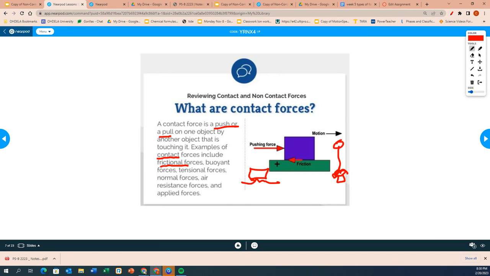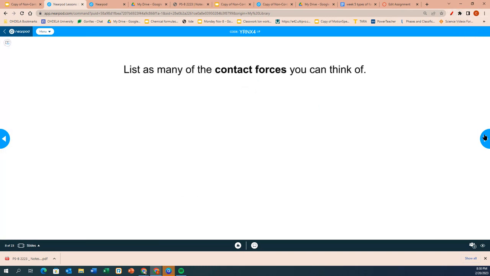Normal forces, those are the forces that, when you put a box on the ground or a box on a table, it's the surface that's holding it up. Air resistance are forces, and applied forces are the pushing and pulling. So list contact forces. So again, pushing and pulling. So what we call applied forces.